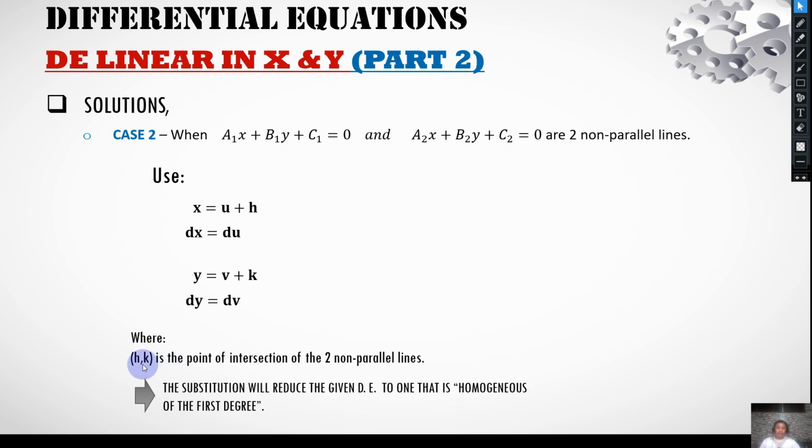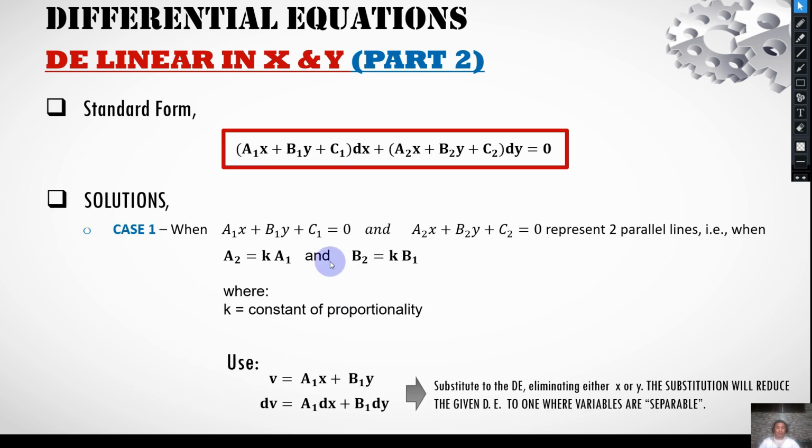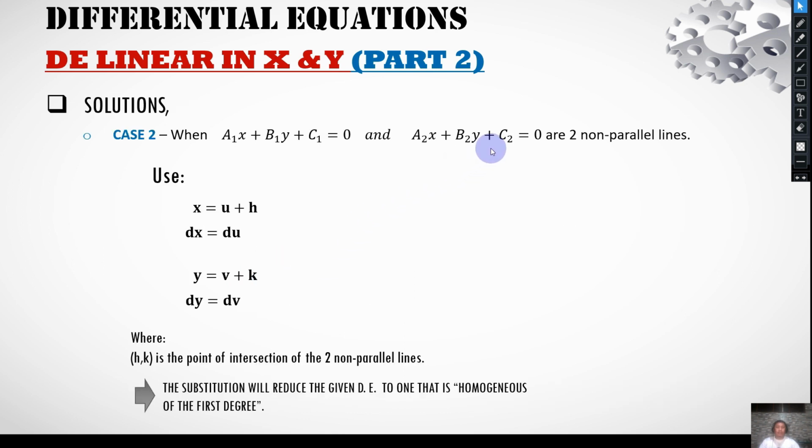So take note that itong HK is the point of intersection of the two non-parallel lines. So paano natin ma-determine students na itong two non-parallel lines, in which kukunin pa rin natin yung value ng ating K from this. A2 is equals to K times A1 at saka yung B2 is equals to K times B1. So if magkapareho yung value, so we would use case number 1. But if different yung value niya, so dito na siya mabibilang sa ating case number 2, which are two non-parallel lines. So that's why we are going to use this.